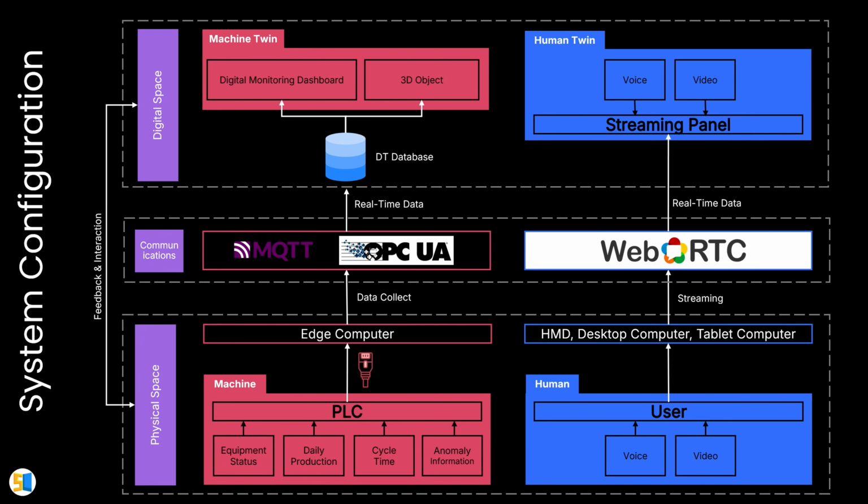The human twin represents real-world personnel digitally, incorporating real-time voice and video data. This allows personnel to collaborate in real time with the digital twin factory.